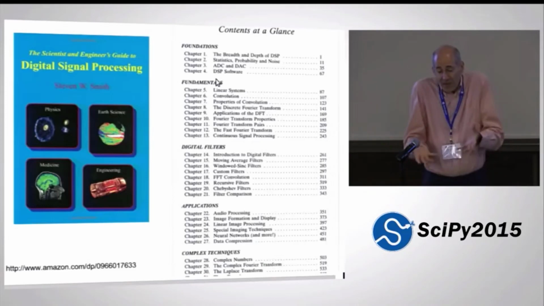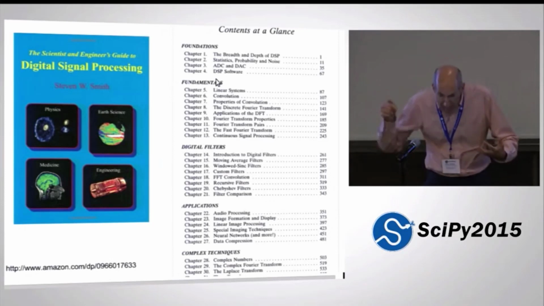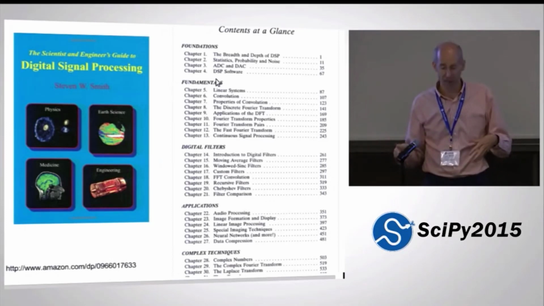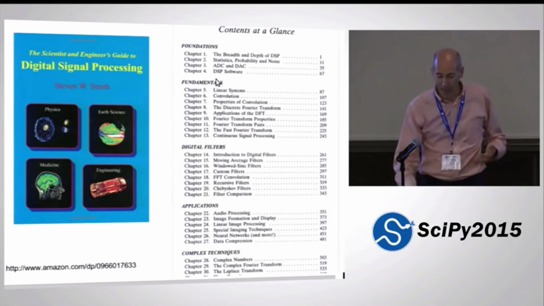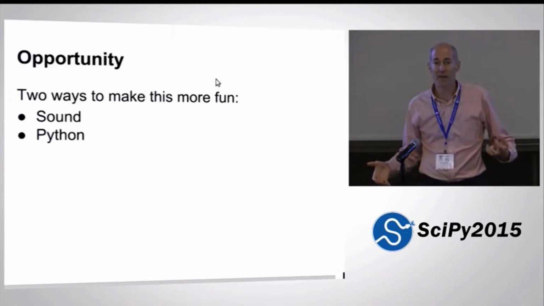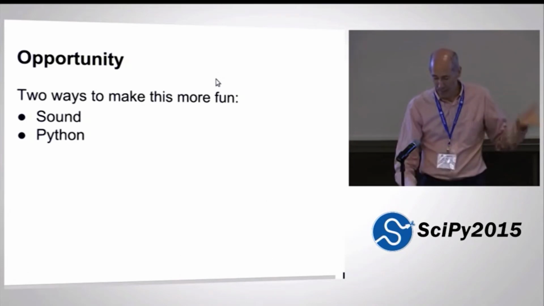So, this is a good book in DSP, but if you look at this, you're into chapter 9 before you get to the fast Fourier transform. You're a couple of hundred pages in, and you had a really long slog through mathematics to get there. It doesn't have to be that way. There are a lot of ways to make this really fun. So one of them is by using sound, and one of them is by using Python.